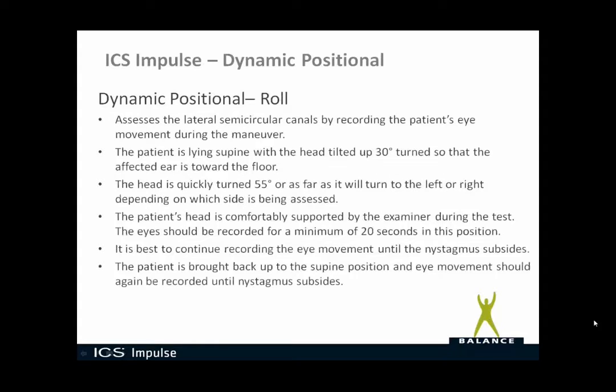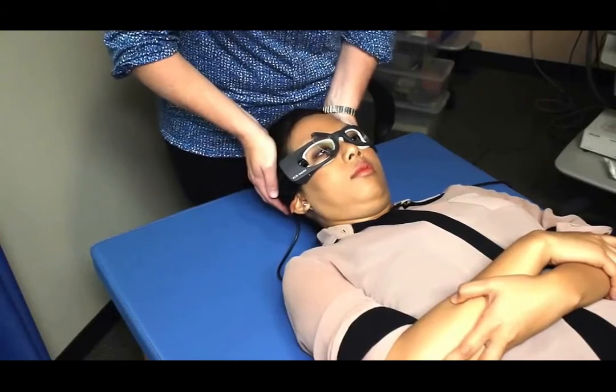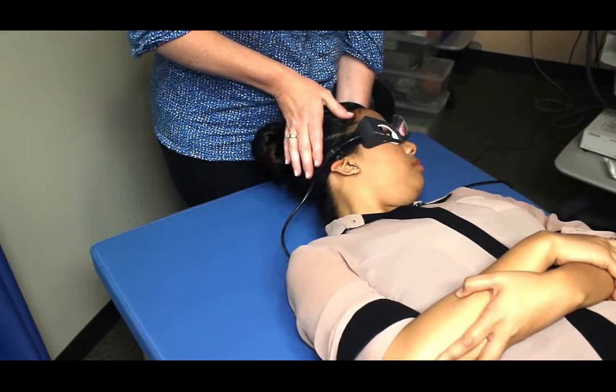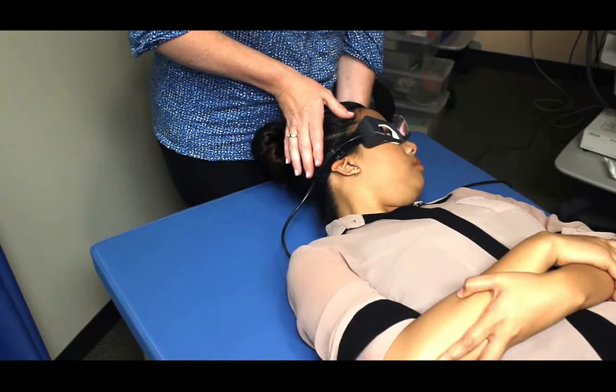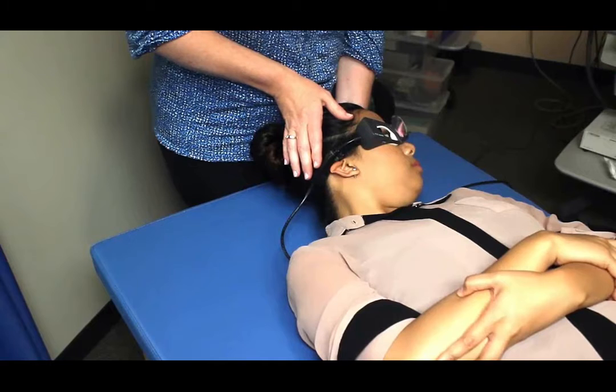The next test is the roll test. This one is unique because it assesses the lateral semicircular canal, and again you're recording the patient's eye movement during the maneuver. You start with the patient laying supine, and you have the head tilted up 30 degrees. Then you quickly turn the head towards the affected side 55 degrees, or as far as it will turn to the left or the right, depending on which side is being assessed.